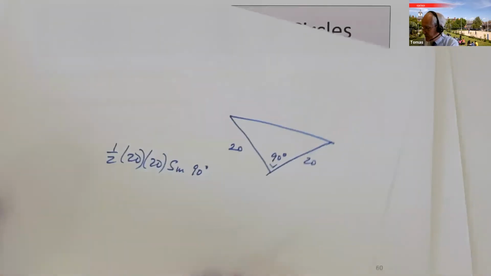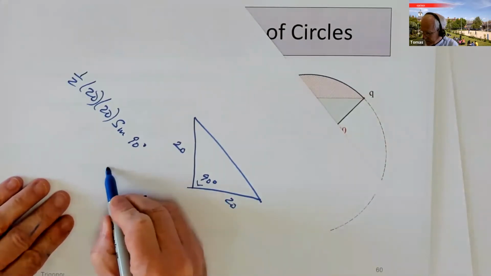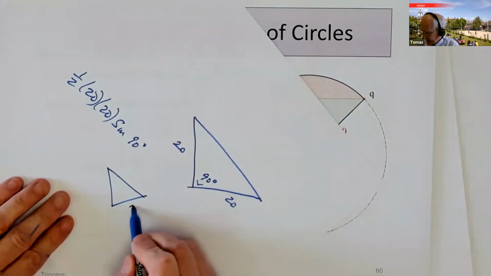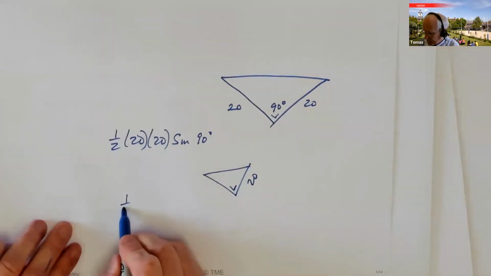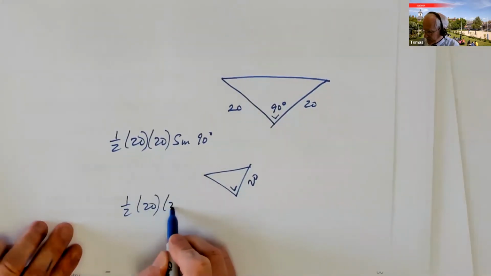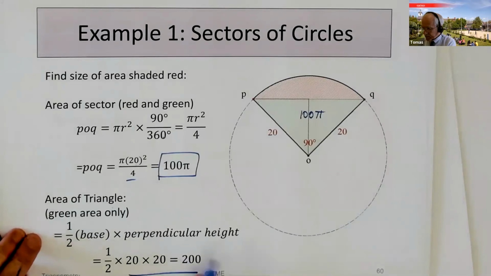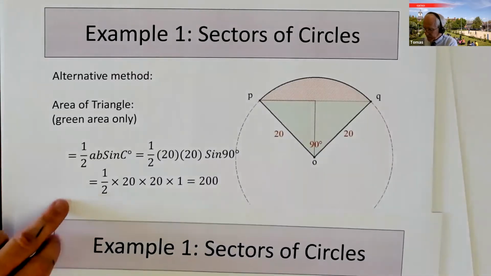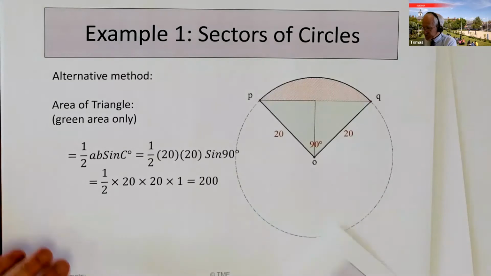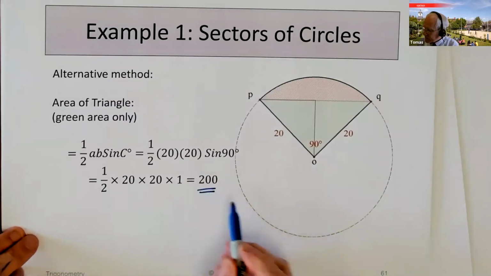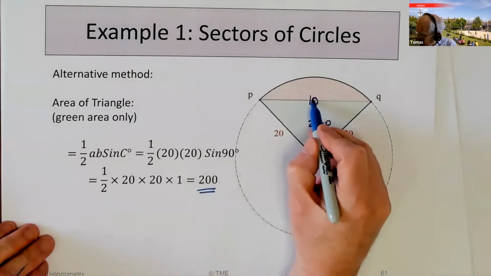Or you could have turned it like this and said, given that it's a 90-degree triangle, then it's a half the length by the perpendicular height. So it's a half 20 by 20, and that turns out to be half of 400, which is 200. So the green bit is 200, and the total bit is, I think, 100 pi.